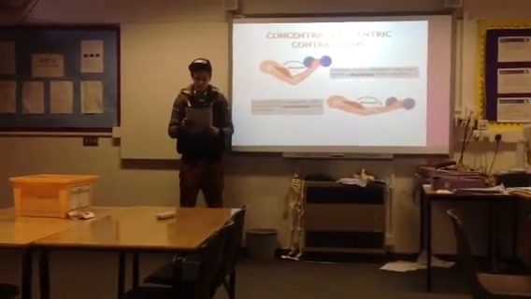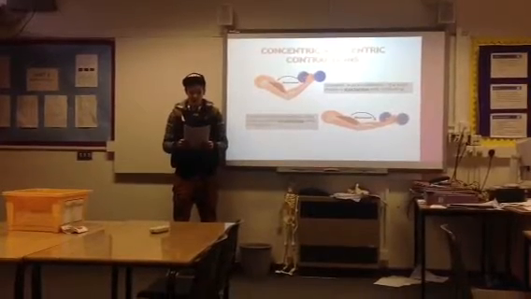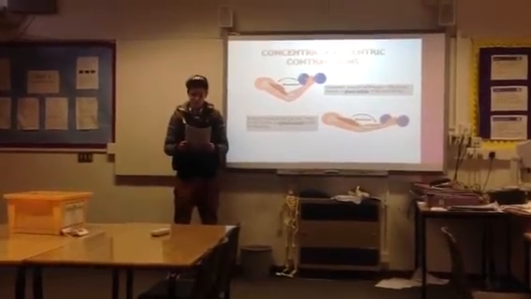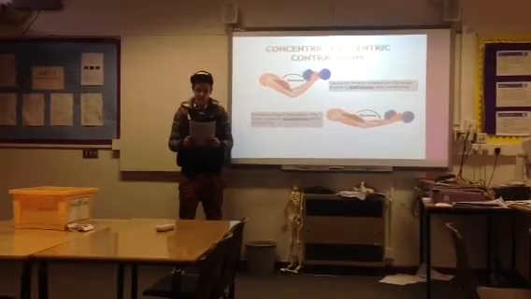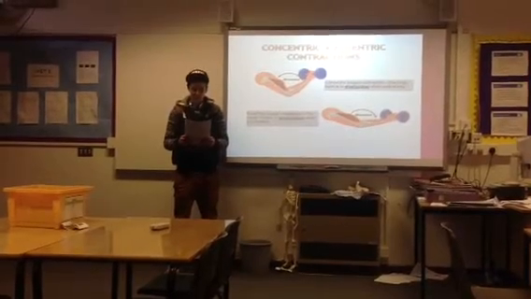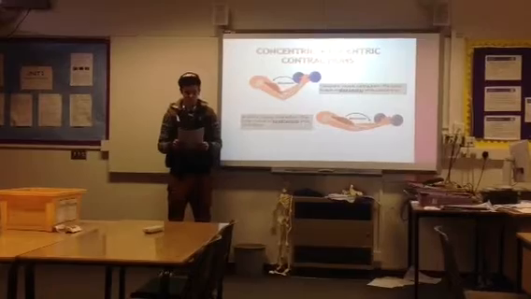Concentric contractions are where the muscle shortens as it contracts. An example is bending the elbow from straight to fully flexed, causing a concentric contraction of the bicep muscle. Concentric contractions are the most common type of muscle contraction and occur a lot in daily and sporting activities.